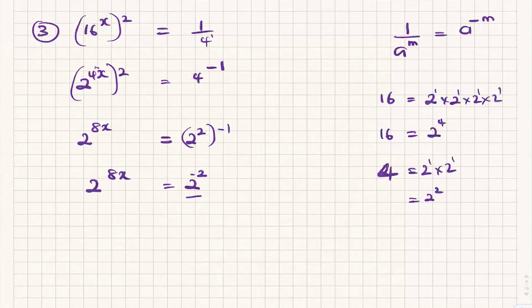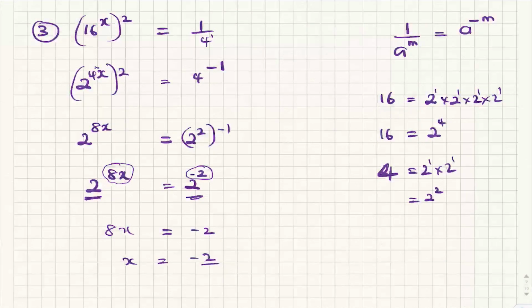Now, again, equal base. There's an equal sign between them. Therefore, their powers will be equal. So 8x will be equal to minus 2. So 8x equals minus 2. Therefore, divide both sides by 8. So x equals minus 2 over 8. Well, how many times does 2 go into 8? 4. So that will be equal to minus 1 over 4. So x equals minus a quarter.